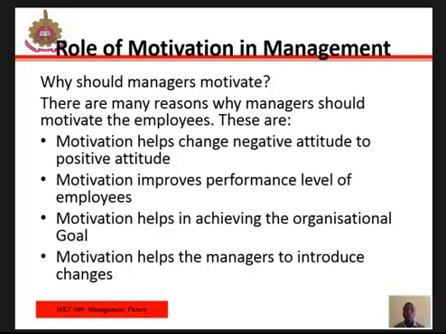The roles of motivation in management. Why should managers motivate? There are so many reasons why managers should motivate the employees. These are: 1. Motivation helps change negative attitude to positive attitude. 2. Motivation improves performance level of employees. 3. Motivation helps in achieving the organizational goal. 4. Motivation helps the manager to introduce changes.